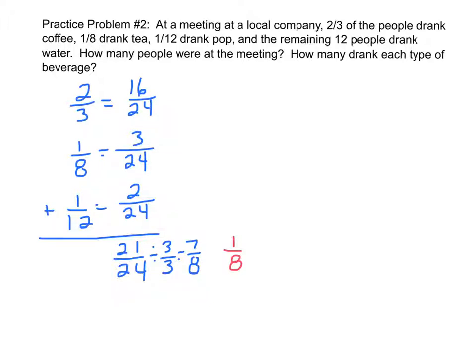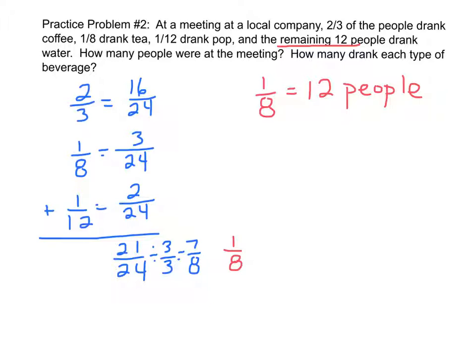Knowing that there are 1/8 of the people left, that helps me solve the rest of the problem, because I know that 1/8 of the people that are left is the same as this remaining 12 people. So 1/8 of the people in the company at this meeting is equal to 12 people.